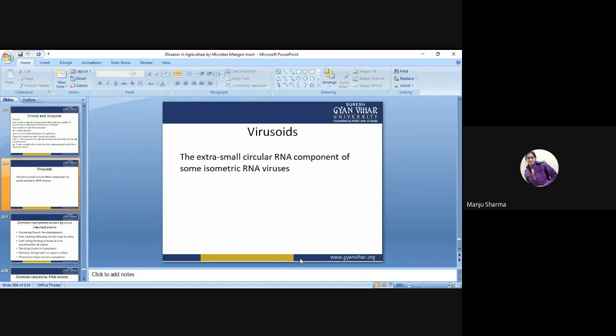Now, virusoids: the extra small circular RNA component of some isometric RNA viruses.